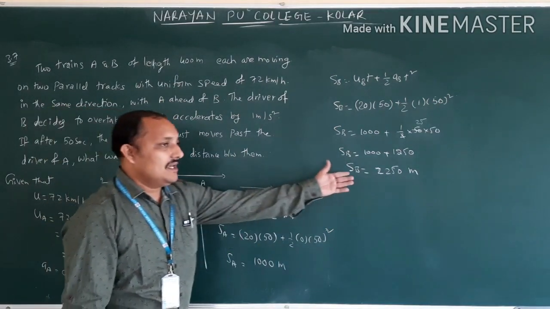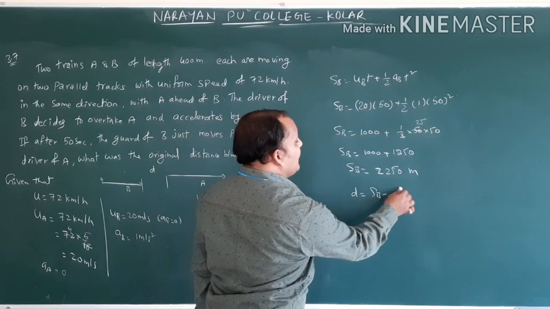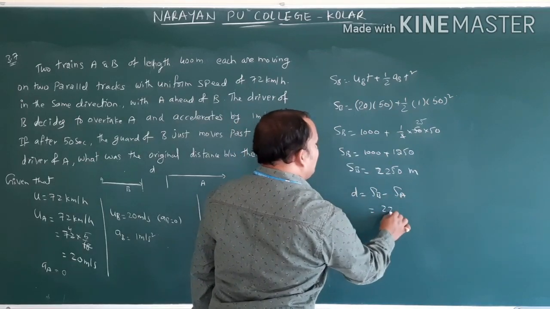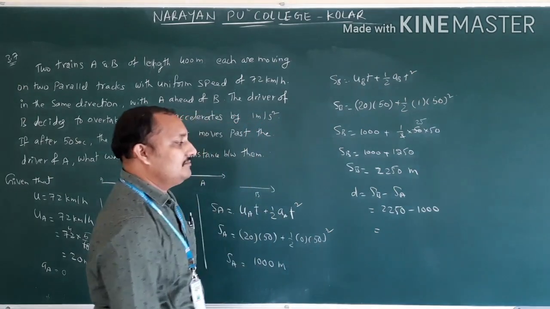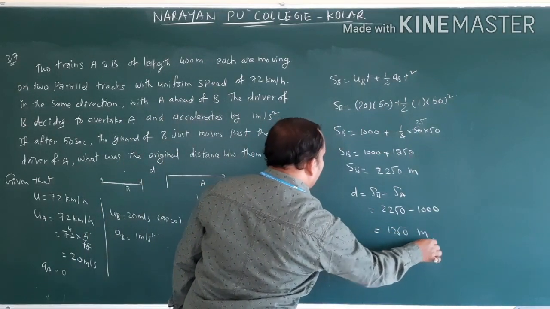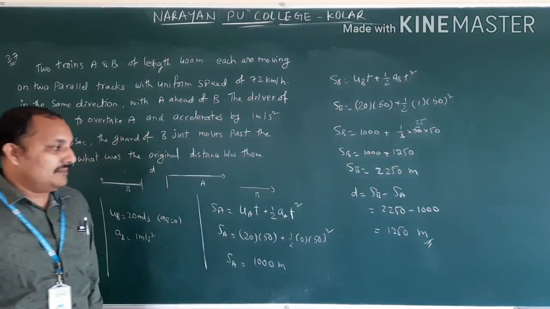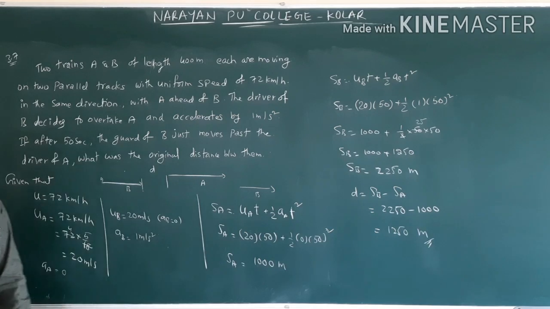Now what is the separation? We have to do SB minus SA. Initial distance between them is equal to SB minus SA, 2250 minus 1000. How much will you get? 1250 meters. So that is nothing but the separation between the two trains initially. Okay.